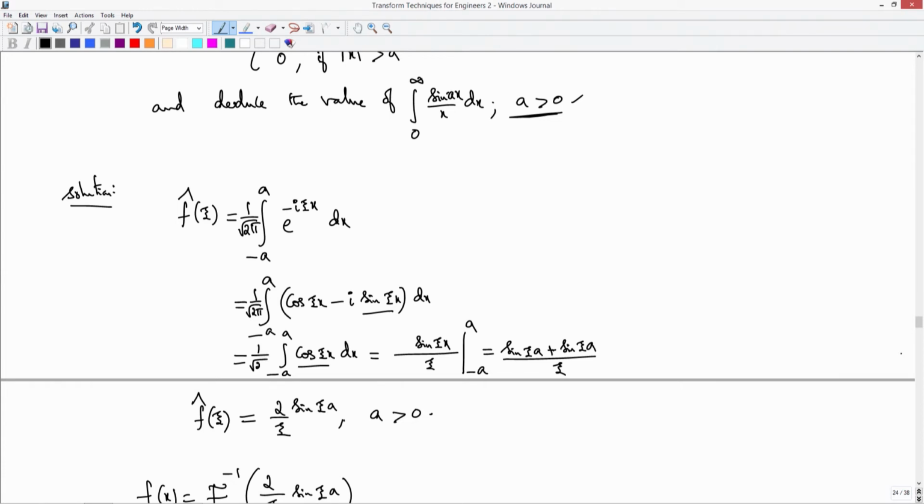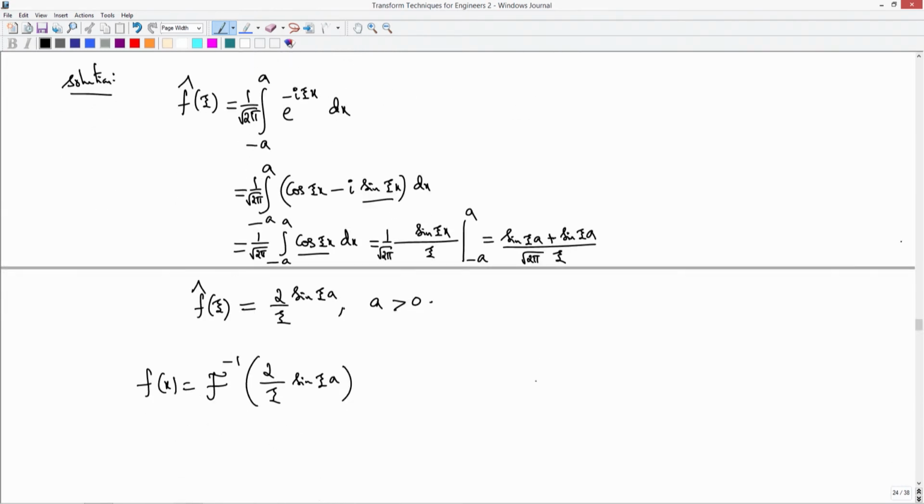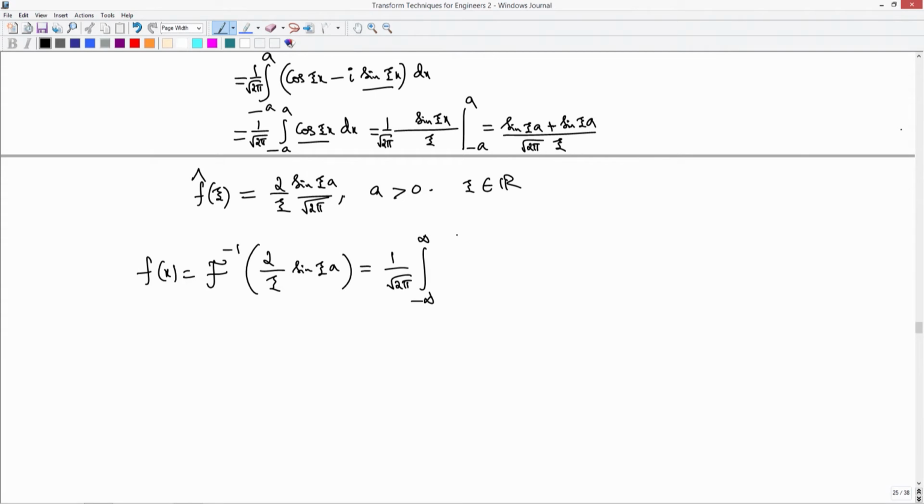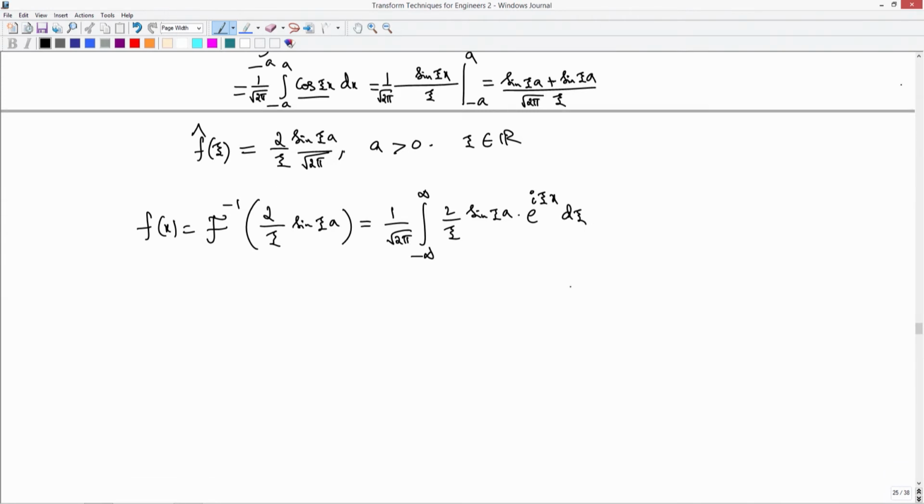Okay, 1 by root 2 pi. So, this was the Fourier transform, and you take the inverse transform of this. By definition, again you have 1 by root 2 pi, and xi belongs to the full real line, so you have minus infinity to infinity of 2 divided by xi sin(xi a), a is positive, into e power i xi x d xi. So, this is exactly divided by root 2 pi.